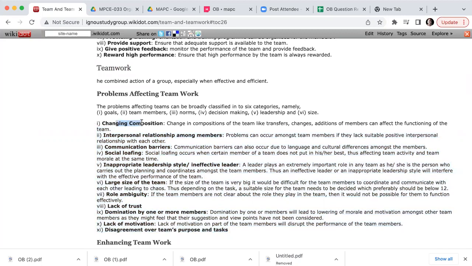So what is this? Changing composition. Let's say people are frequently leaving your organization by resigning, or they are going into some other team, etc. If there is a frequent change in your team, you can't really achieve teamwork, right? And there is a fight between the team members. There is no communication happening between the team members. And there is social loafing.